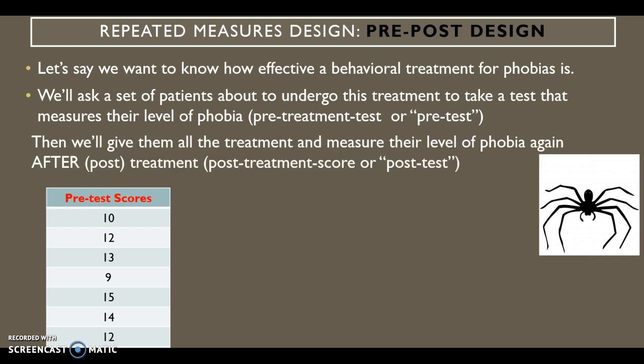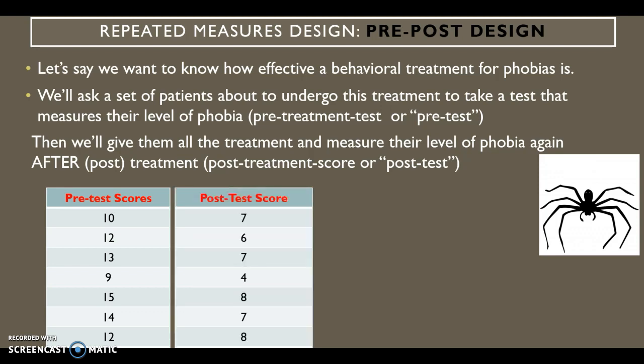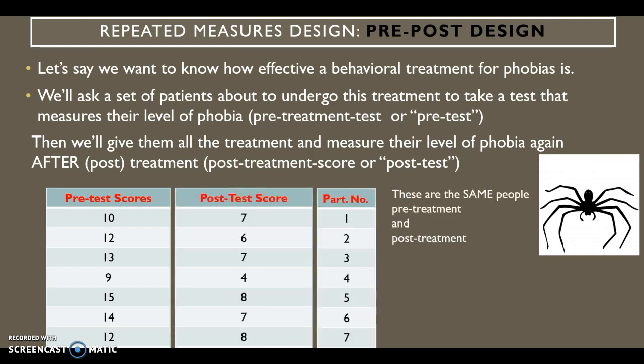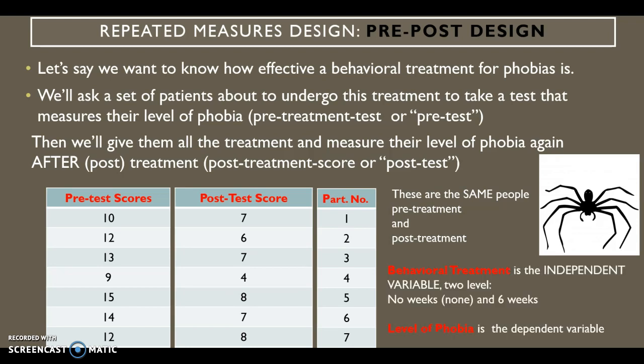Then we're going to give all of those same people the behavioral treatment that we think might have an effect. And then we measure their levels again after the treatment, which is called a post-test. These are all the same people, pre-post. So we still have the same idea that we have an independent variable that we're measuring, and there are 2 levels. One is prior to any treatment, so it would be a 0 level, and then let's say we gave them 6 weeks or 6 sessions of the behavioral treatment. So that would be the other level of the independent variable.